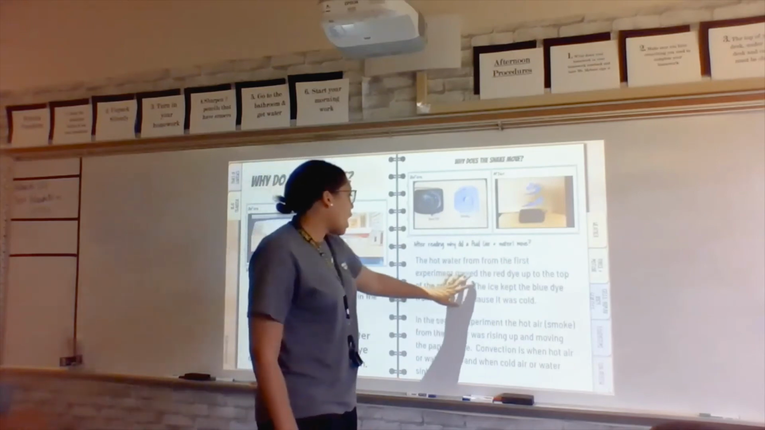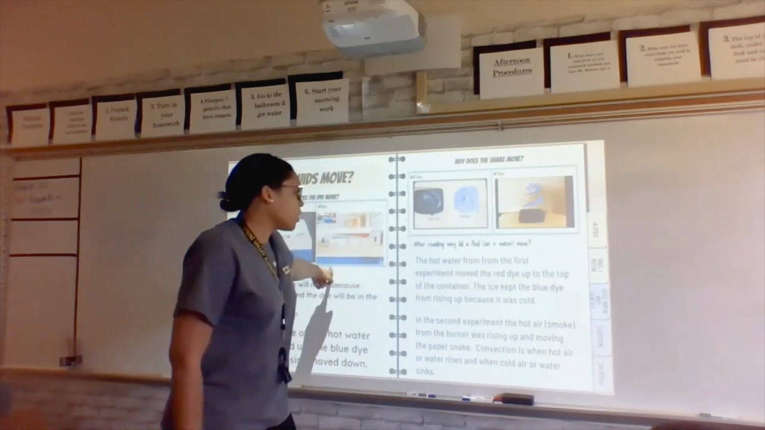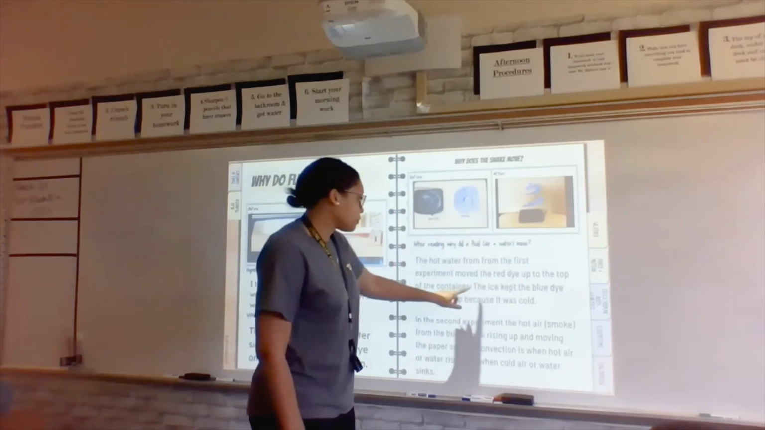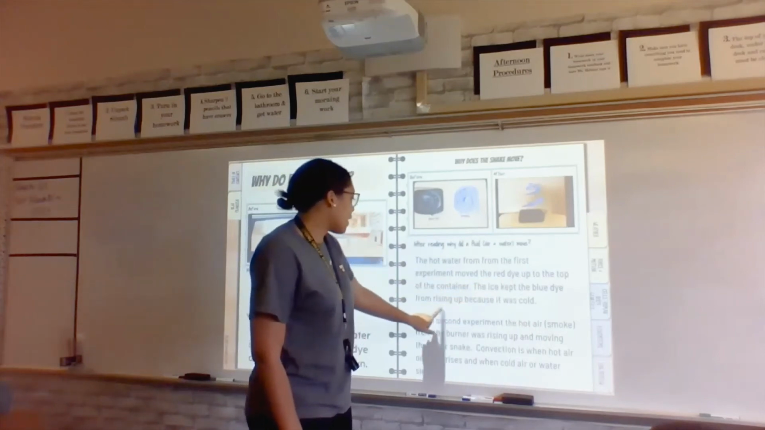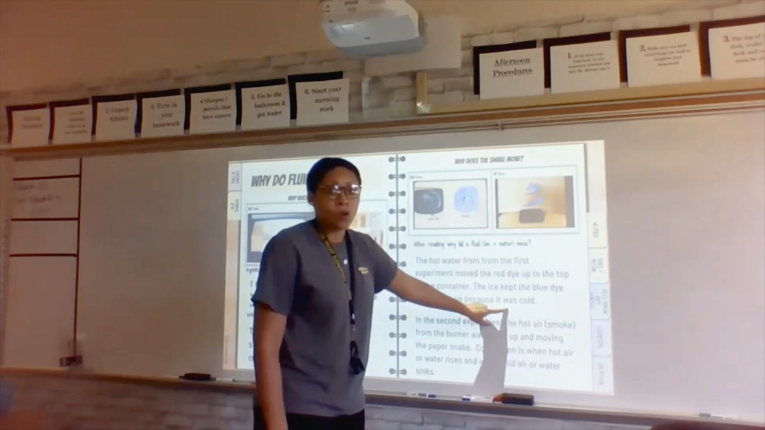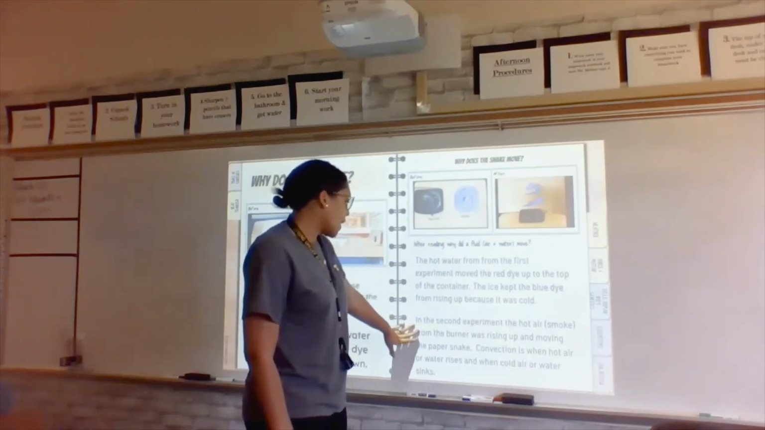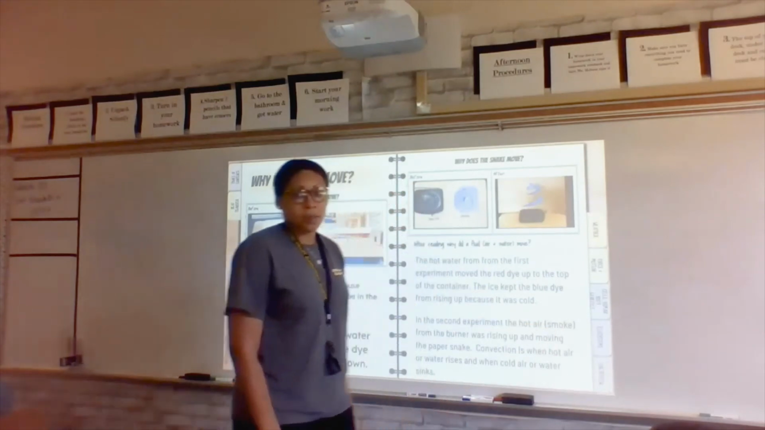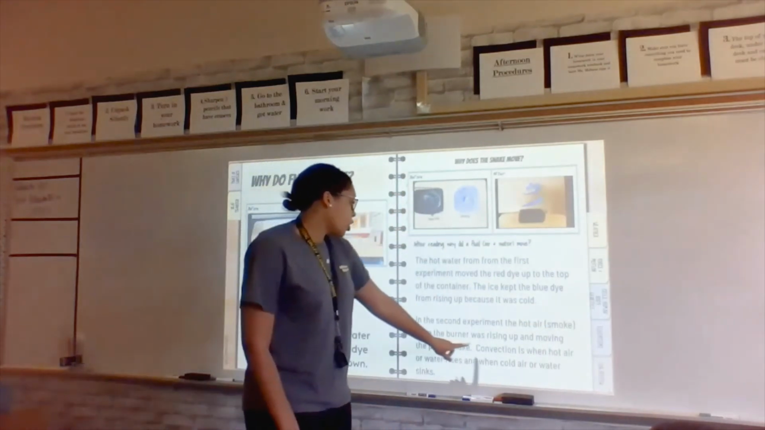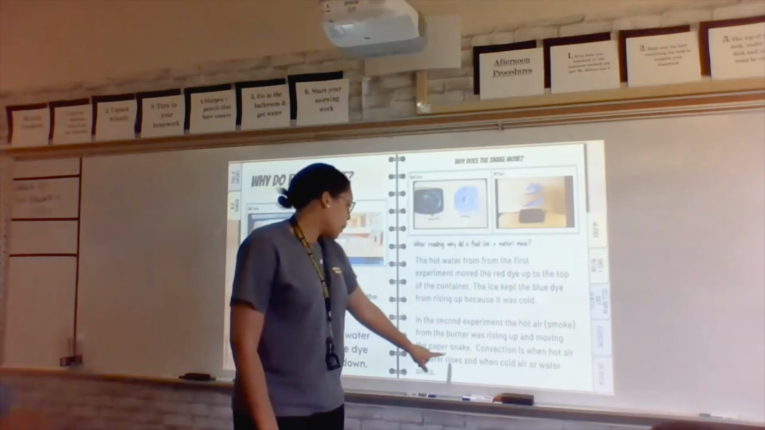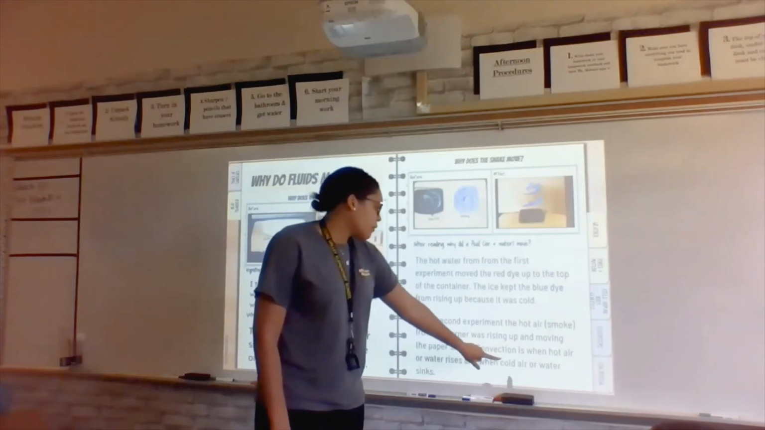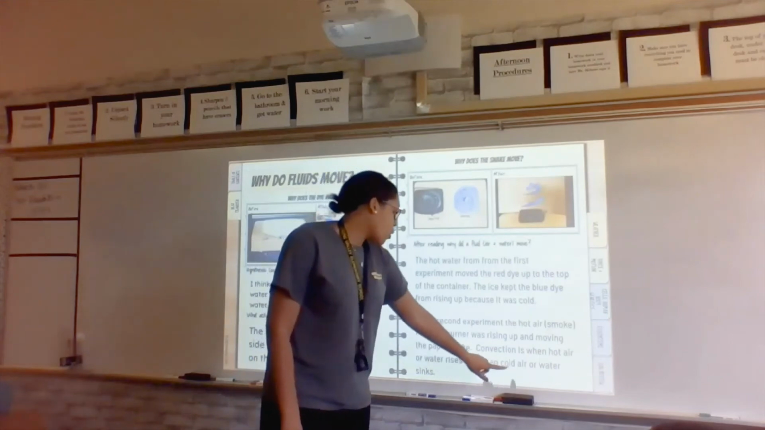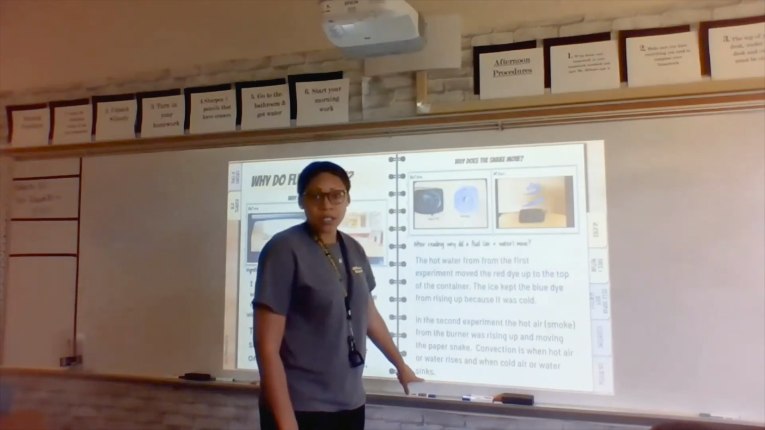But mine says the hot water from the first experiment moved the red dye up to the top of the container. The ice kept the blue dye from rising up because it was cold. And then I put in the second experiment, the hot air, or in our case, the smoke, because the burner was smoking, from the burner was rising up and moving the paper snake. And then I put convection is when hot air or water rises and when cold air or water sinks.